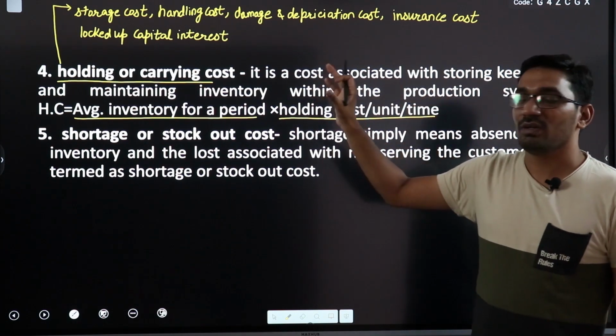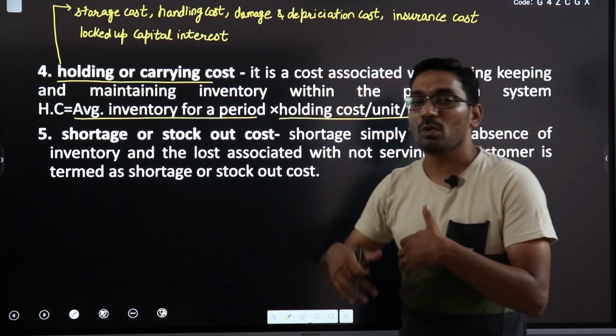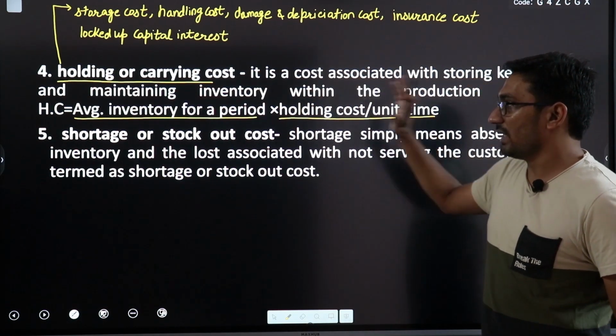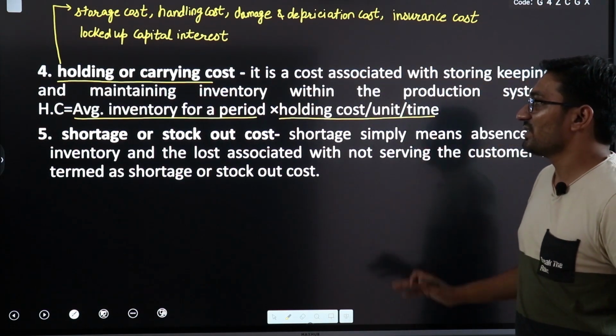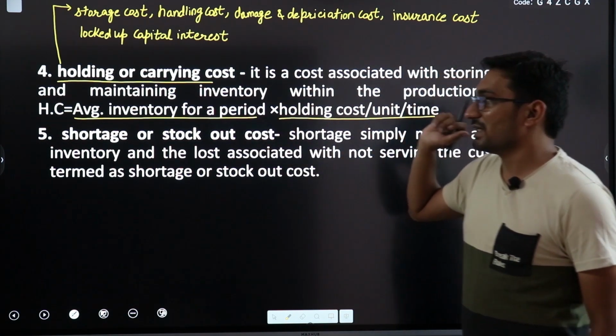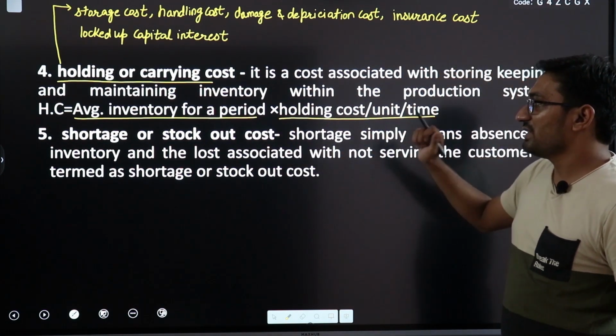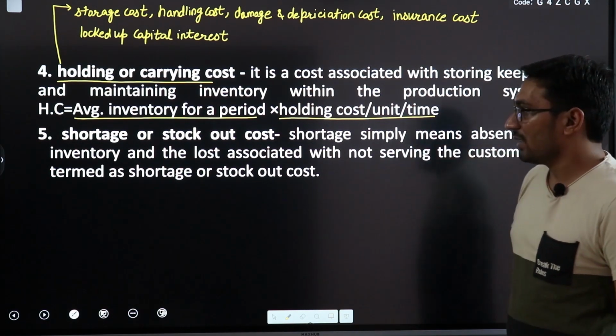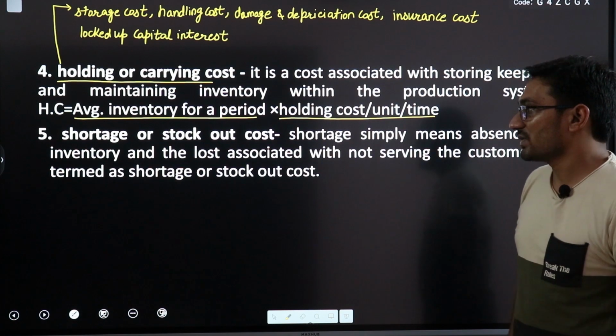So the holding cost will be more. If you are maintaining inventory for more time, then you have to bear more inventory cost or more holding cost, right? So this is the holding or carrying cost. You need to remember this formula: holding or carrying cost is equal to average inventory for a period into holding cost per unit per time.